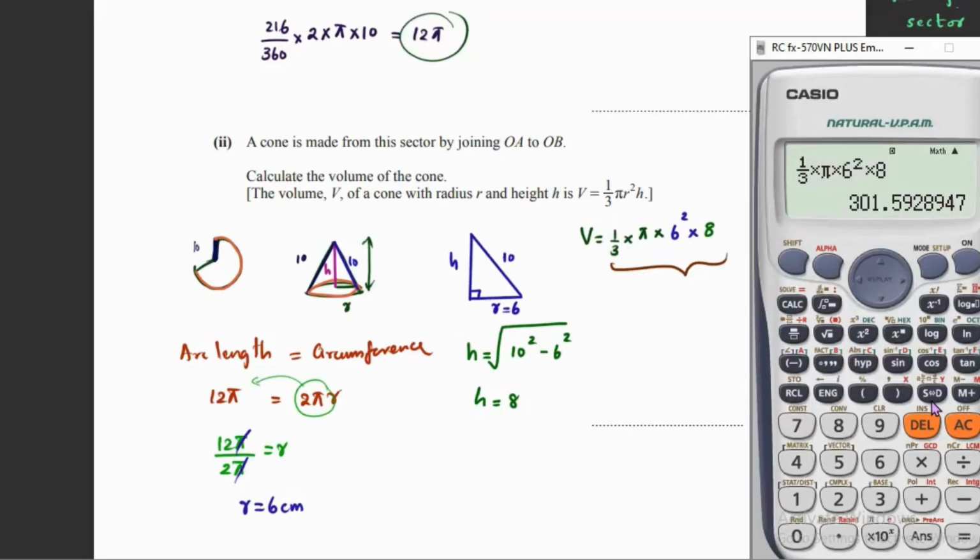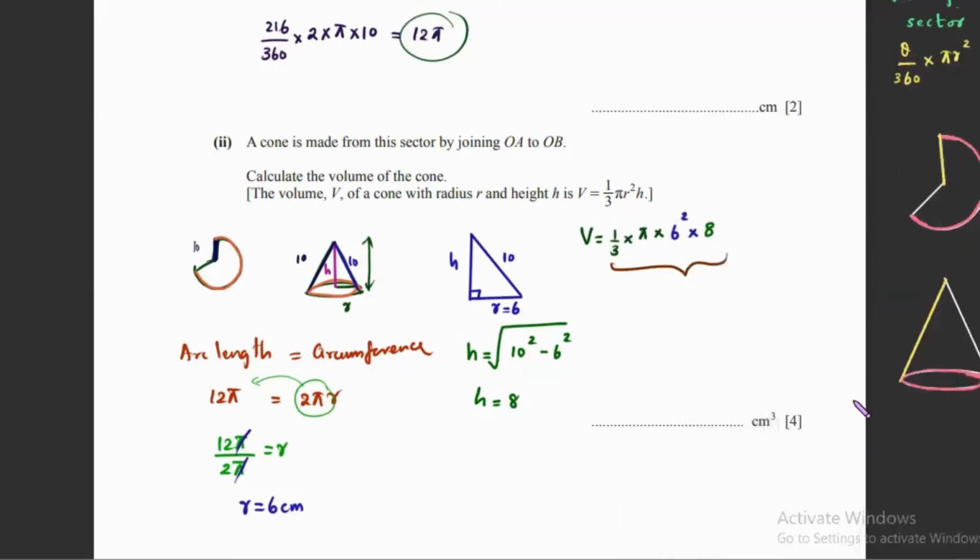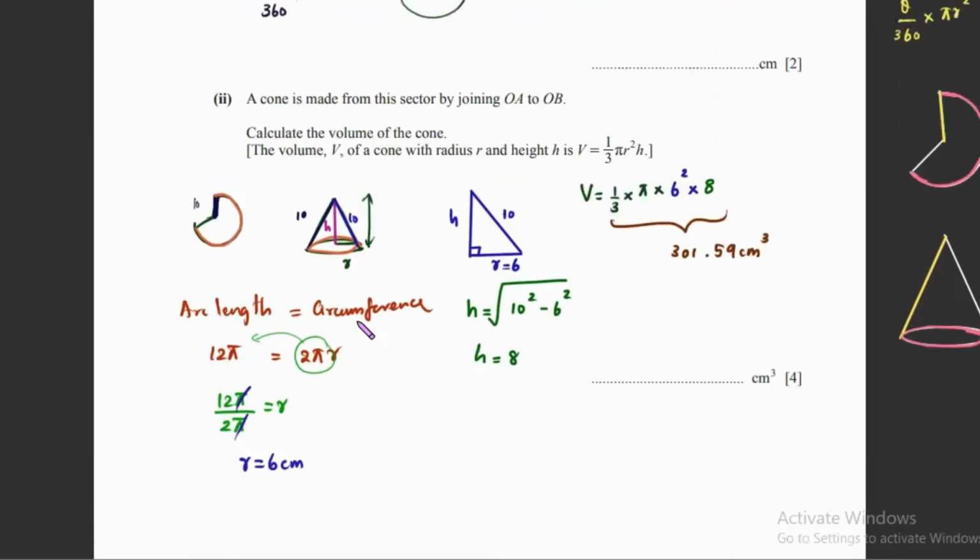Now in this case, we are not expected to write the answer in terms of pi. So we need to make sure we write it in the standard form, which you can write to 3 significant figures, or I'm going to write it as 301.59, which is correct to 2 decimal places. So here the answer is 301.59 cubic centimeters. This will be the volume of the cone that we have here. So with that, we will be done with this question.